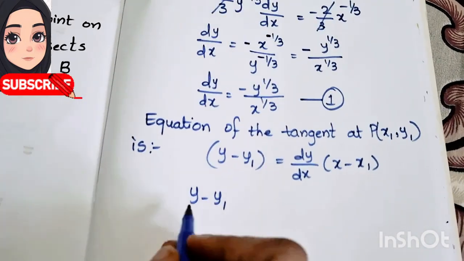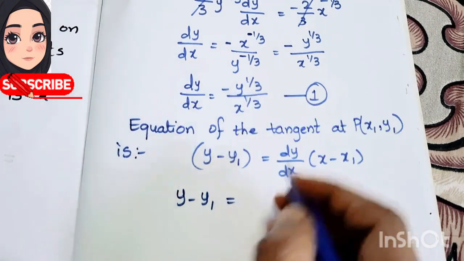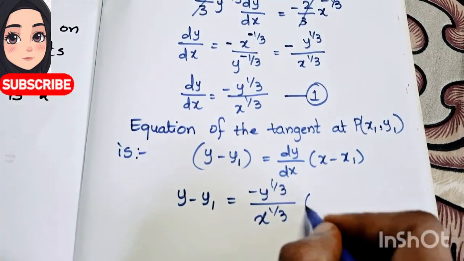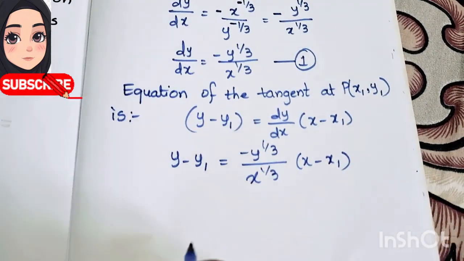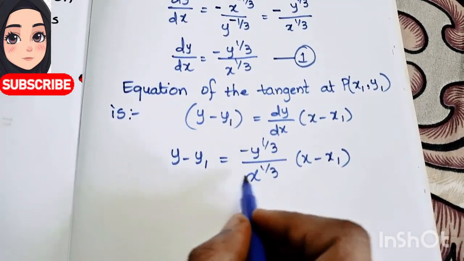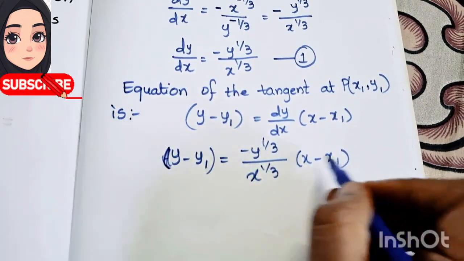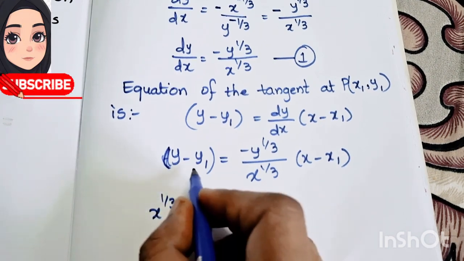So y minus y1 is equal to dy/dx, which is what, children? Minus y^(1/3) by x^(1/3) into (x minus x1). Now simplify this whole equation, we get a constant value. Now, in the denominator, we have to multiply this term and this term to the numerator. So x^(1/3) into what is that?